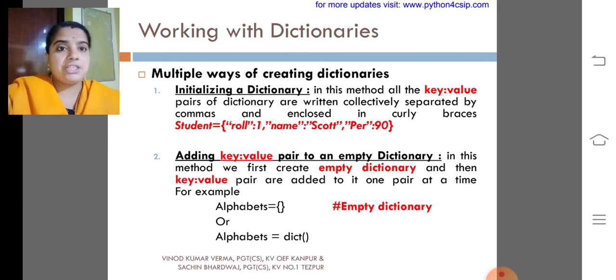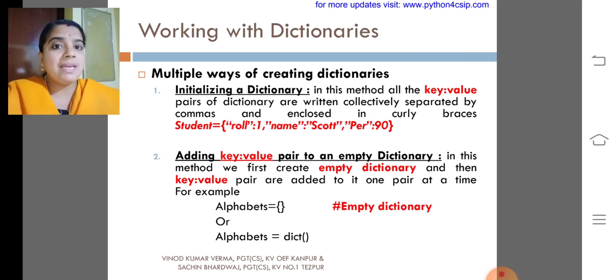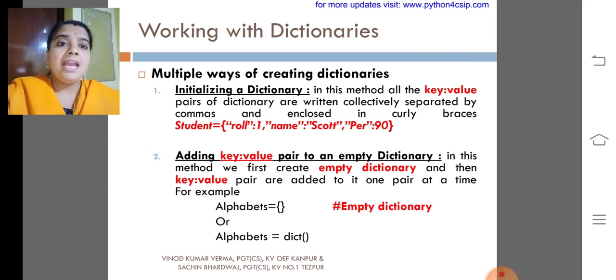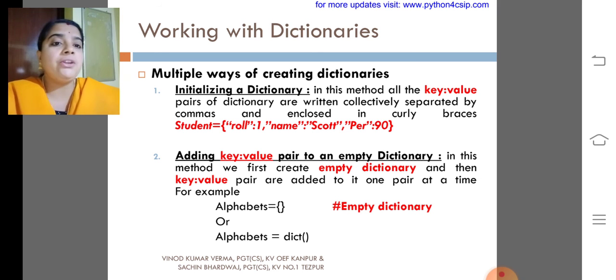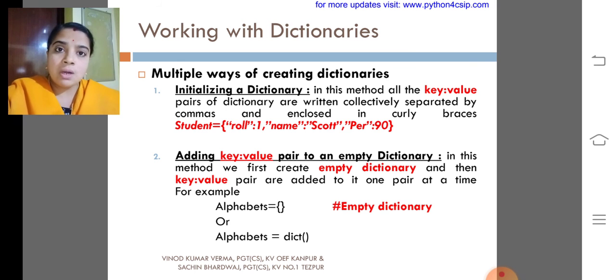Then, working with dictionaries. My dear children, we can initialize, that is, we can give the values for a dictionary, in the form of dictionary name equal to key-value pairs. Then we can add a key-value to an empty dictionary. That is, how to create a dictionary from an empty dictionary. First, we use alphabets equal to curly brackets. That means a dictionary with empty elements.